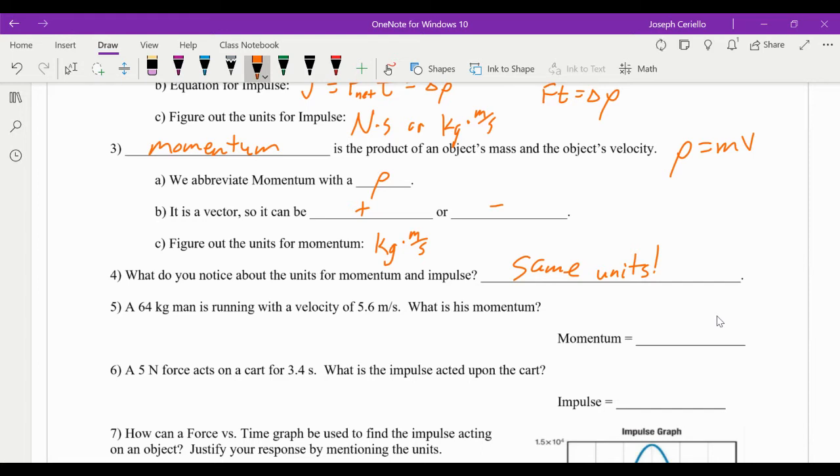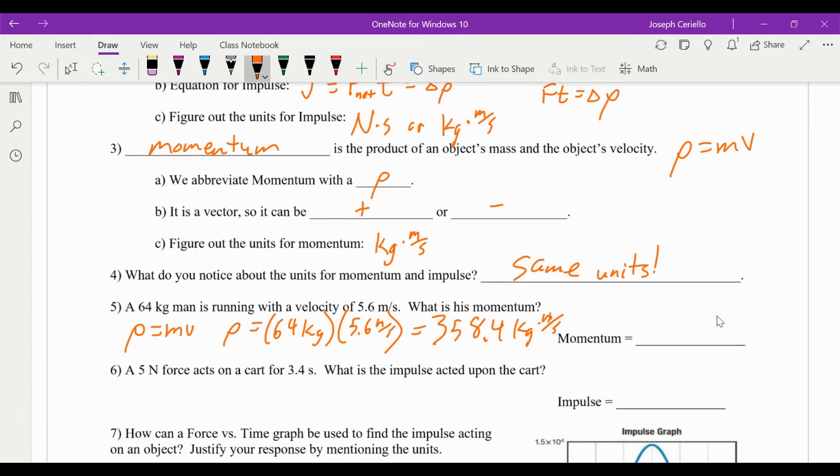So really quickly, let's calculate momentum just to practice. So p equals mv. So p equals 64 kilograms times 5.6 meters per second. Throw it in my calculator real quick. And I get 358.4 kilograms times meters per second.